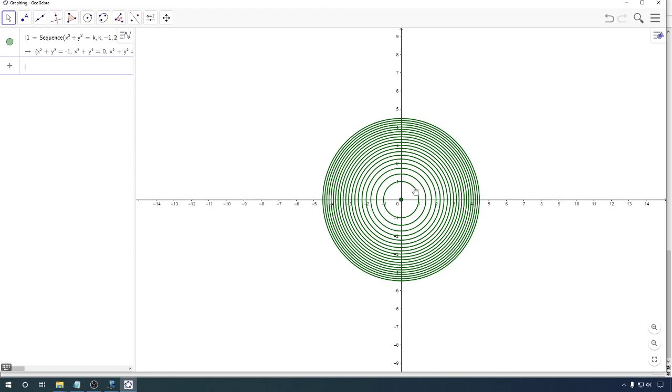Then we have x squared plus y squared equals 1. That's our unit circle. X squared plus y squared equals 2. That's our circle of radius square root of 2. And so on and so forth going outwards.